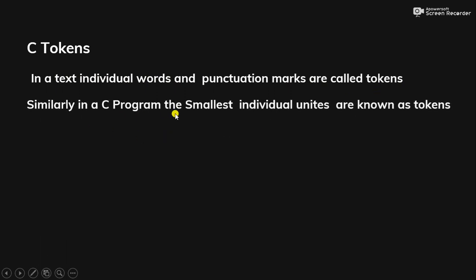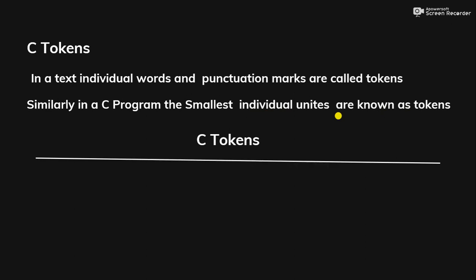Similarly, in a C program, the smallest individual units are known as tokens, and these tokens are further divided into the following groups. The first type of token is known as keywords. Keywords are words which are already defined in our programming language and have their own meaning. So a predefined word is known as a keyword.